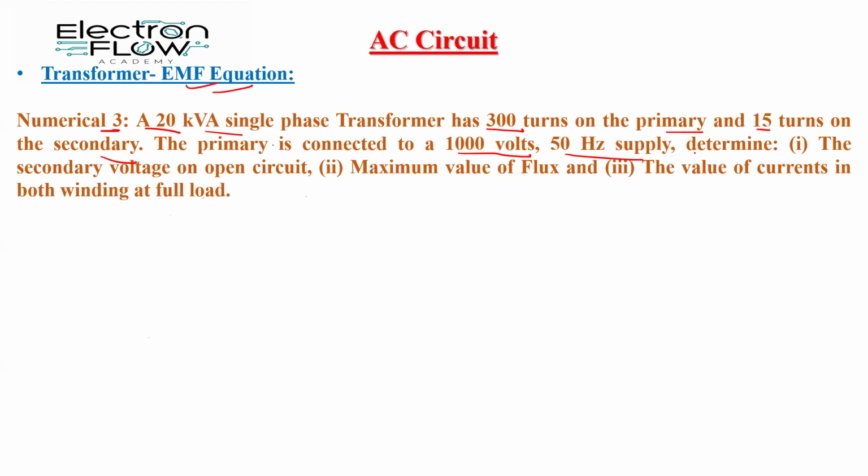So there are some parameters which we need to determine. First one is the secondary voltage on open circuit. Second is the maximum value of the flux. And last one is the value of current in both windings at full load condition. Okay, so there are some parameters given to us here. So let's start the solution.